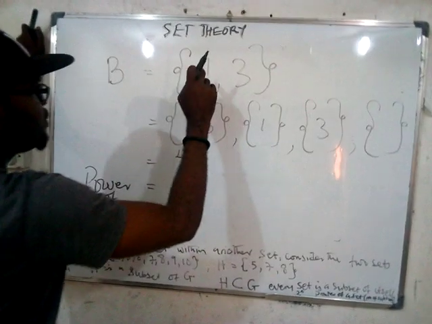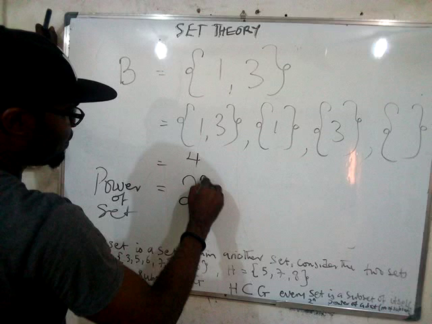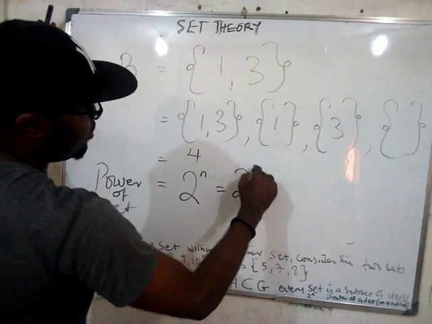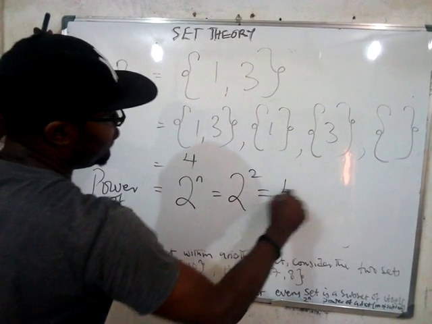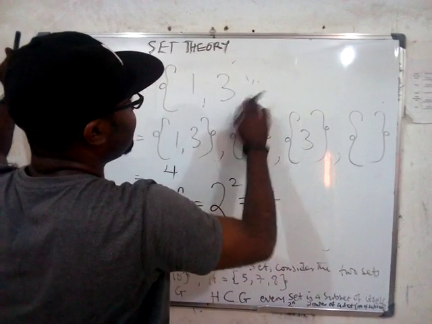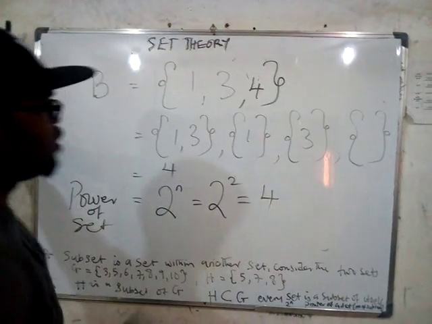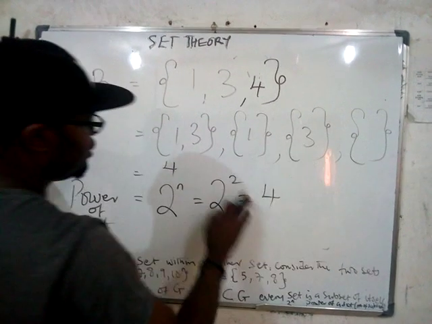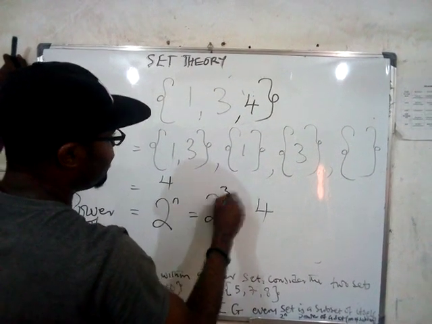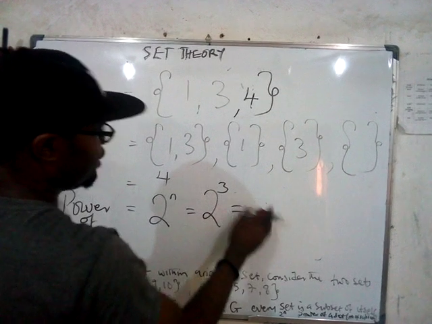So how do you know the number of subsets for this? You simply count the number of elements that it has. Just do 2 to power the number of elements. So this is going to have 4 subsets. So let's say that you're given 1, 3, 4, and you're told to find the subsets. Without writing them one by one, just say 2 to power 3 because you have how many elements? 1, 2, 3.